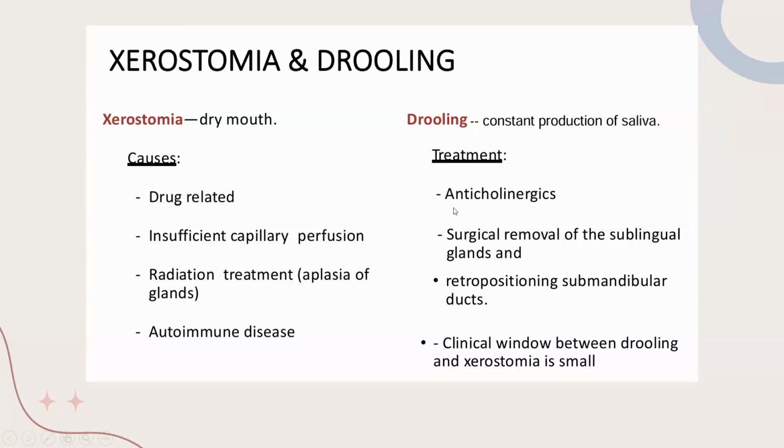Also, another treatment for drooling can be surgical removal of the sublingual glands. If a person has an overproduction of saliva, then surgical removal can be a good option.